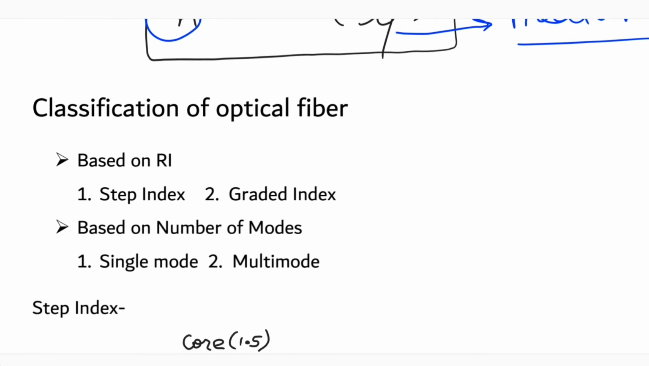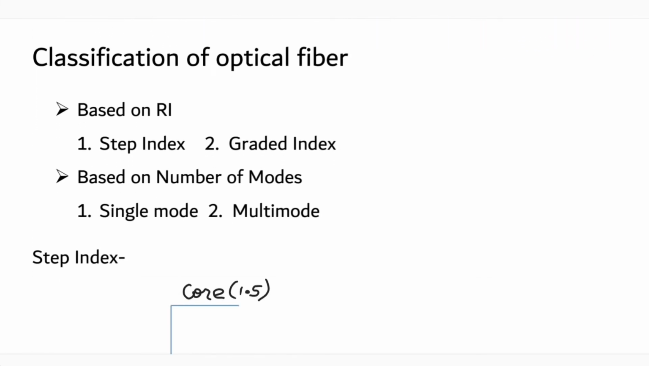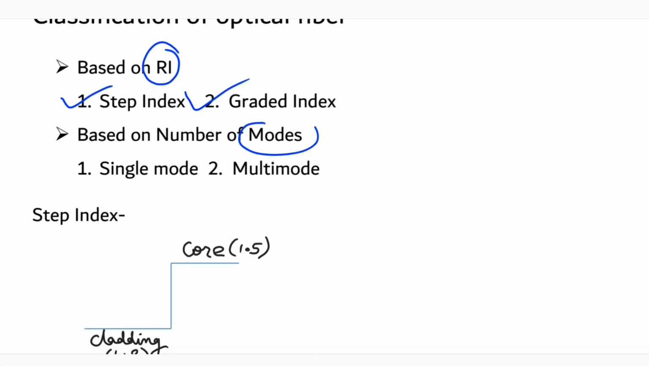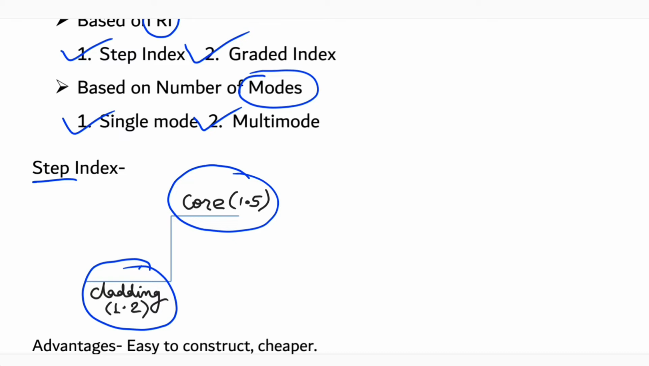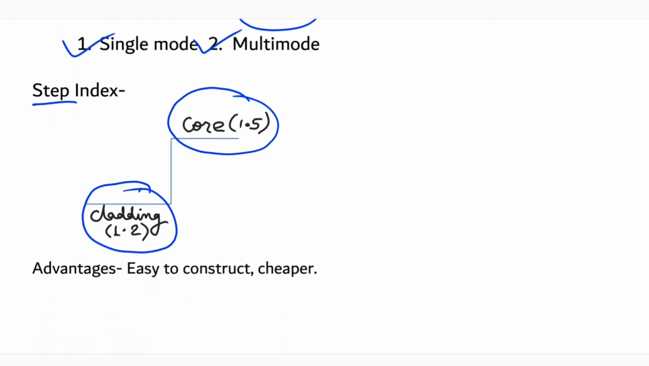So the next point is the classification of the optical fiber. Based on the refractive index, we have two classifications. First one is step index fiber and next one is graded index fiber. Based on the modes, like how many modes are supported by that particular fiber, there are two types: single mode fiber and multi-mode fiber. First, we consider step index fiber. As you can see, the name itself says step, and we all know the unit step signal. The core refractive index is 1.5, which is more, and the cladding refractive index is 1.2. So there is a sudden change of refractive index from core to cladding. Okay, so this is the step index fiber.